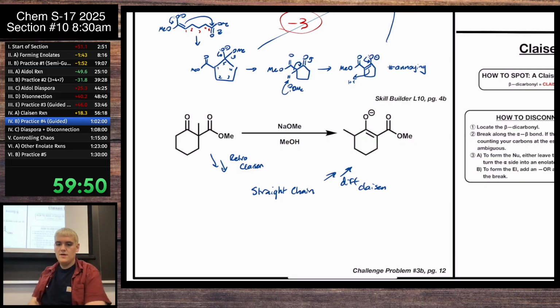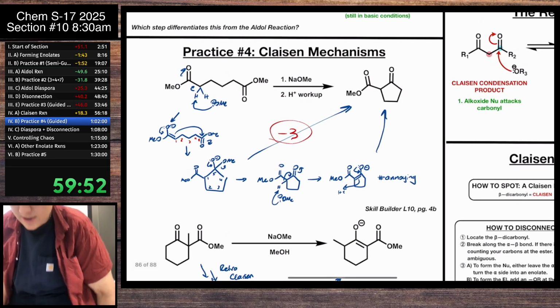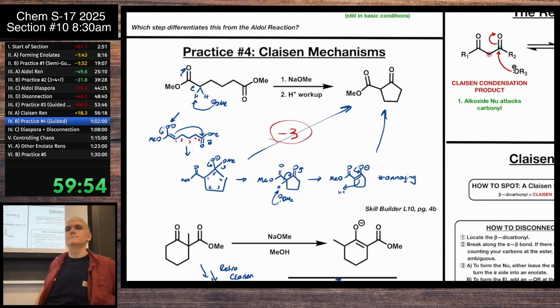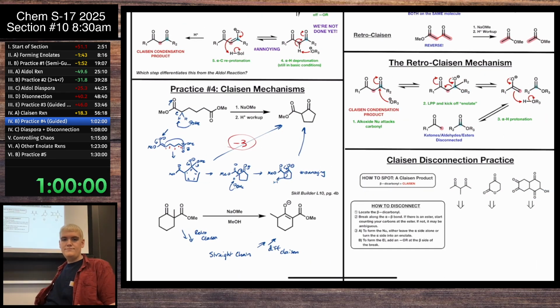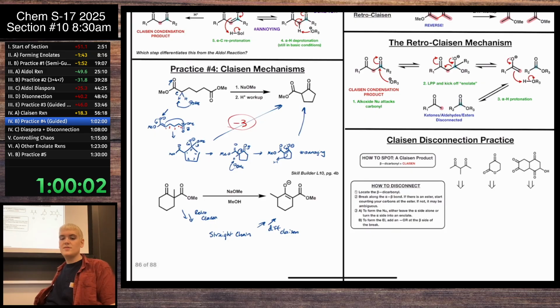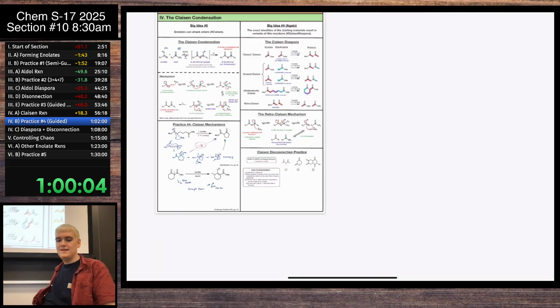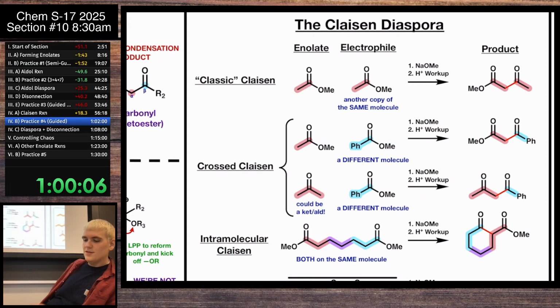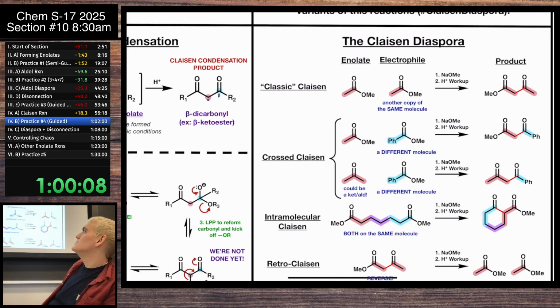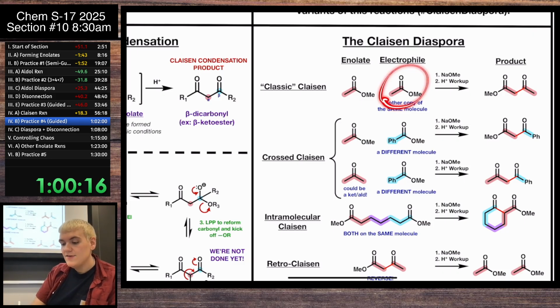Any questions on the basic Claisen reaction now? The Claisen similarly has a Claisen diaspora with a Cha-Cha slide concordance that I didn't write out just because it takes time, but same categories. So it could attack another copy of the same molecule. It could attack a different ester.